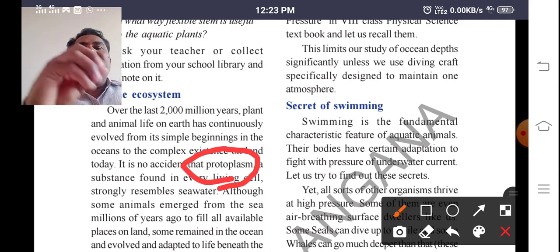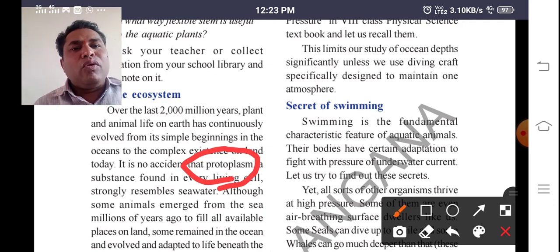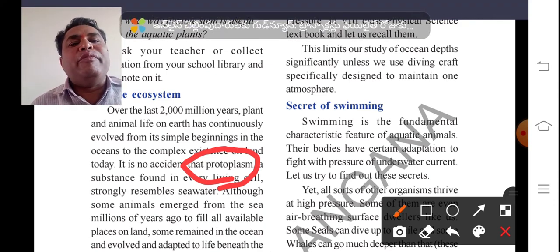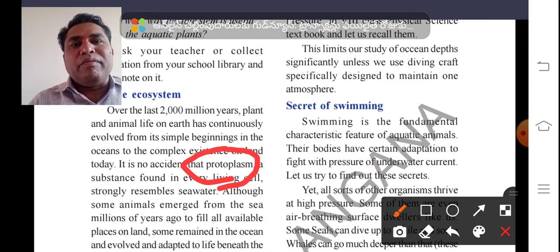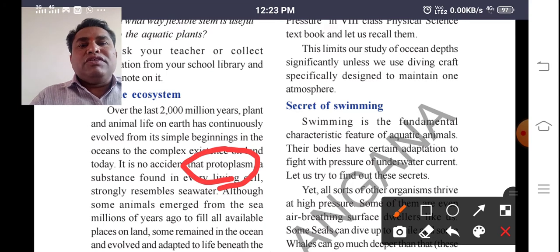So in this way, the protoplasm should play a major role in the formation of organisms. Mainly, where is the first organism formed? In water media only. So the question and answer is in each place. Whatever organisms are first formed, in water media the first organisms are formed. Mainly single-celled organisms are formed.